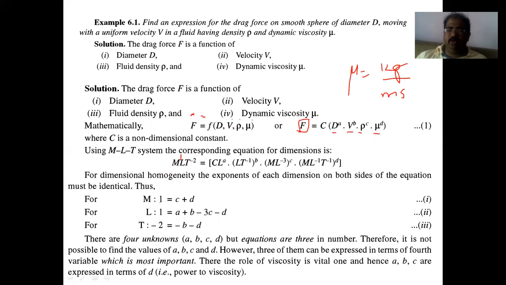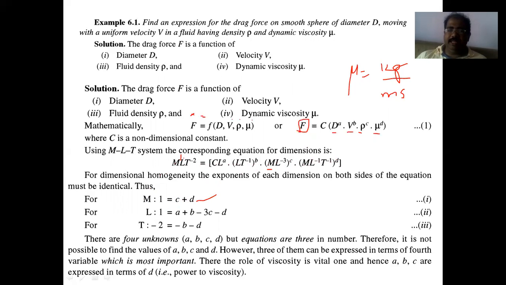Let's compare the mass, whose power is 1. So M to 1 is equal to, here we observe that mass is available in M raised to power c and in M raised to power d. These are in multiplication form, so we add their powers: c plus d.